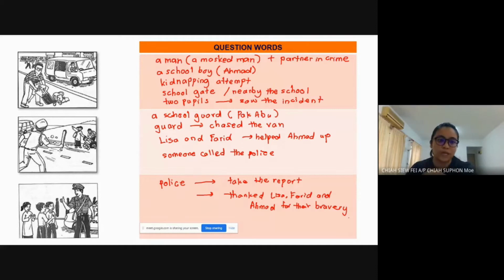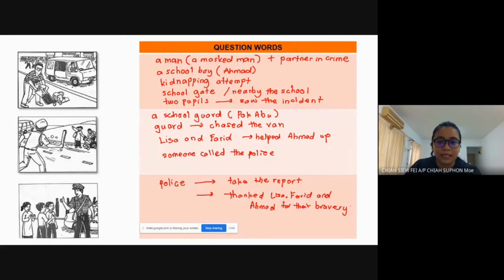Okay, that is what happened. Like just now, some of you were confused in the second and third picture. In the second picture, you said that that is the police. But in reality, the uniform is different, isn't it? Different color. So you have to be careful. There isn't usually a policeman nearby the school. They are only there when they are called or something happened. So you have to think clearly and look at the pictures clearly.